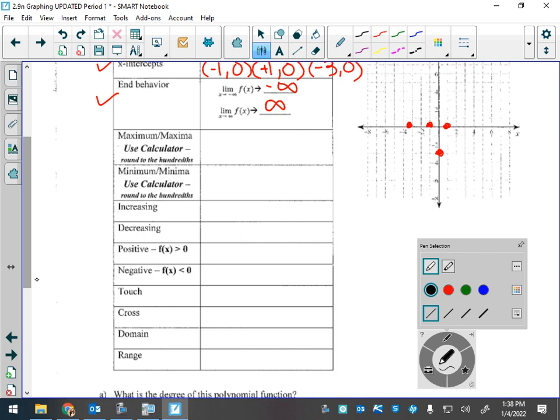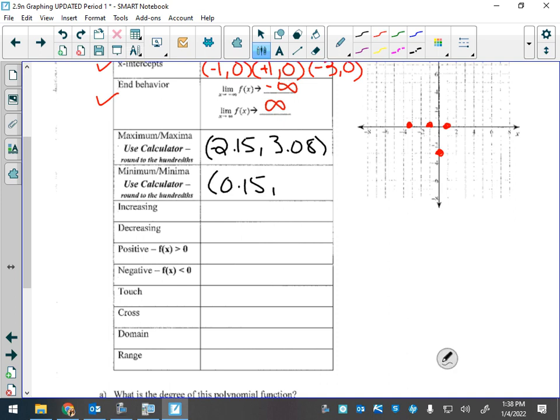Let's see, max. Okay, my max and mins. There are some examples you're going to see in a little bit which have more than one. Okay, so you have to get familiar with it. And again, a rough sketch.